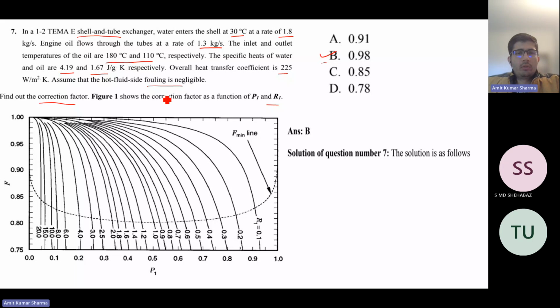So you have also been given the overall heat transfer coefficient. Now assume the hot fluid side fouling is negligible. So we have been given a lot of data. When there is a lot of data in the question, don't get confused by it. Try to note the data down in the notebook, and after that maybe you will recall how to solve this.